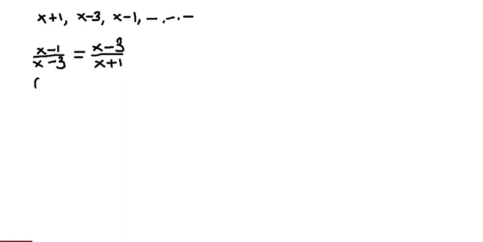So we cross multiply the two fractions across the equal sign. We have x minus 1 multiplying x plus 1, which is equal to x minus 3 squared, which is x minus 3 multiplying x minus 3.